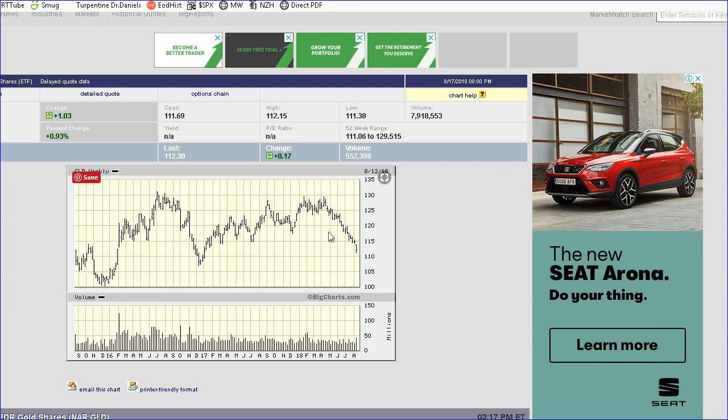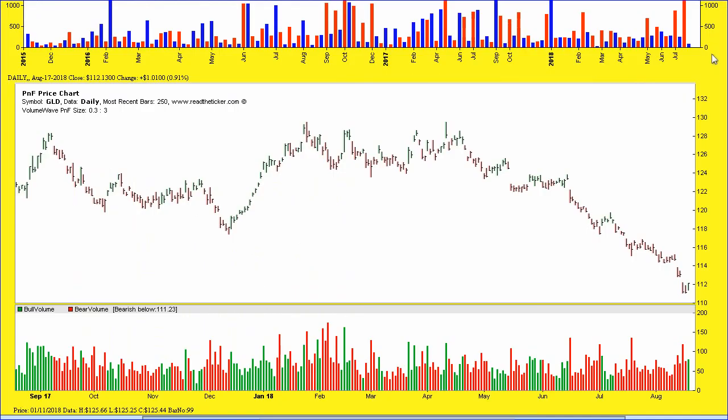Now here's the standard GLD weekly chart as on big charts. And we're going to look at action over this time, and we're going to focus on 2018, 2017. So now we're going to go to the readtheticker.com chart, and here we have the most recent daily action.